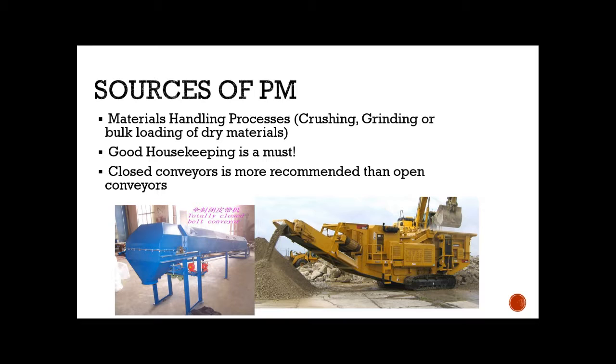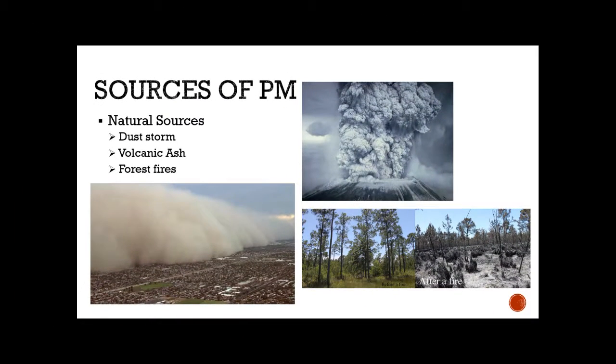So most often than not, we tell our clients in industries that in order to contain these fugitive sources, they must have good housekeeping, and for their conveyors, we recommend that they use closed conveyors rather than open conveyors. Then you also have some natural sources such as dust storms, volcanic ash, and forest fires.